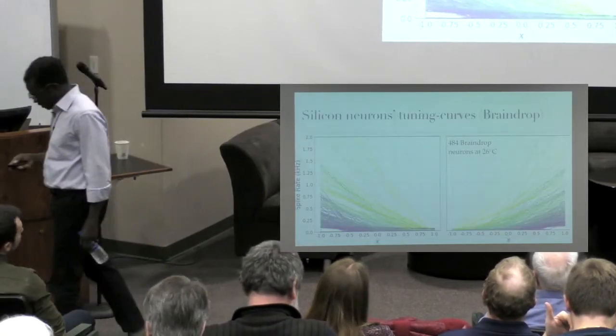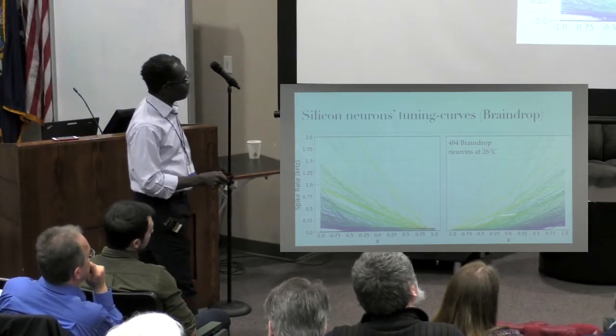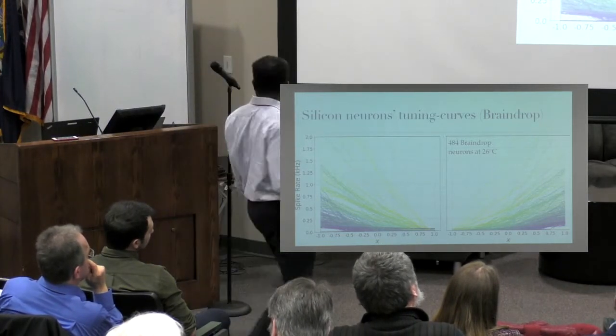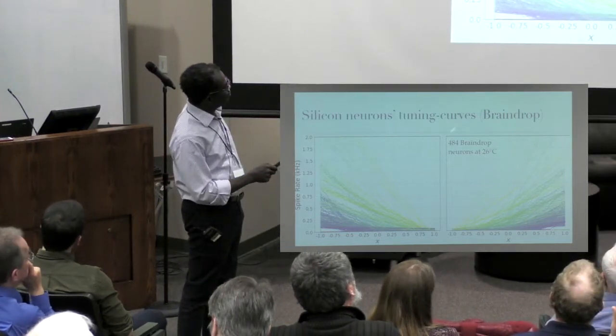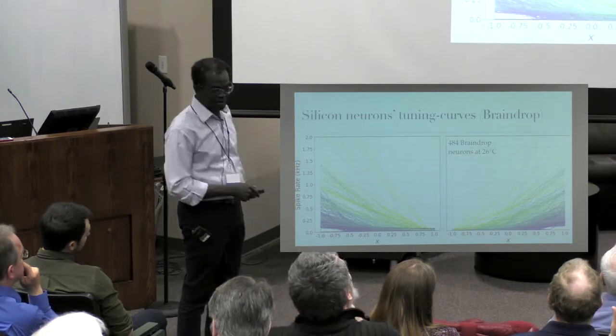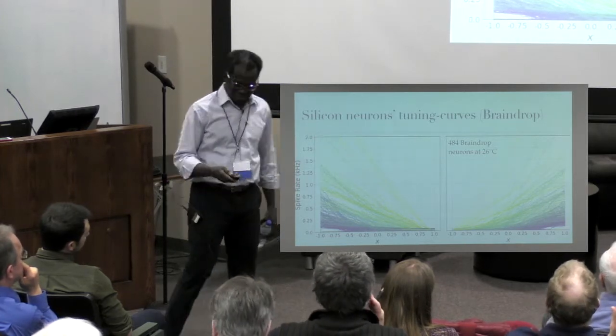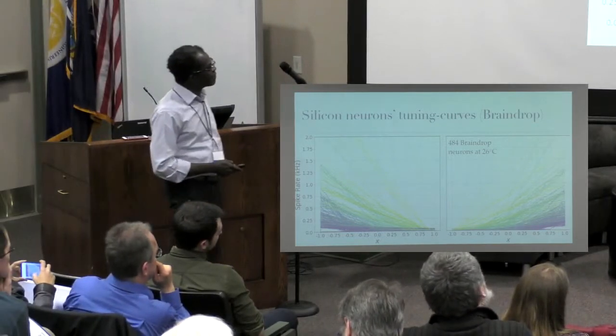And so when you fabricate one of these transistors, you get a whole bunch of curves like this. I'll explain later why these guys are going this way and those guys are going that way, if I have time. But these are a bunch of curves measured from BrainDrop at 26 degrees Celsius. They have different thresholds. They have different gains. There's a lot of variability. That's what happens with the variability in analog transistors, because we make them small. We pack as many as possible in there.